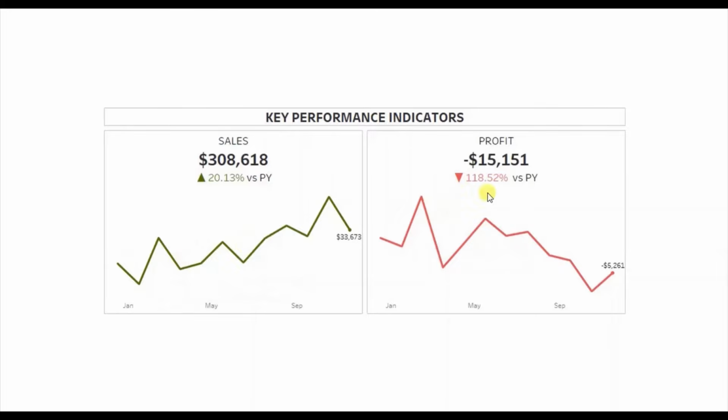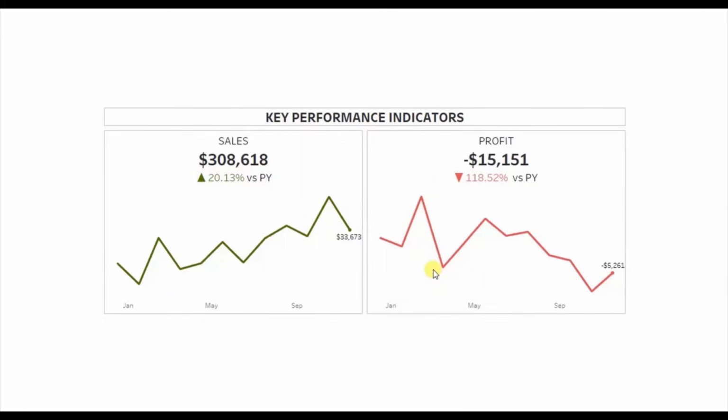And if the profit in 2017 was less than the year 2016, so we are getting a down arrow and the percentage change is shown in red color, and also the trend line is displayed in red color. By the end of this tutorial, you will be able to create these types of good looking KPI cards.